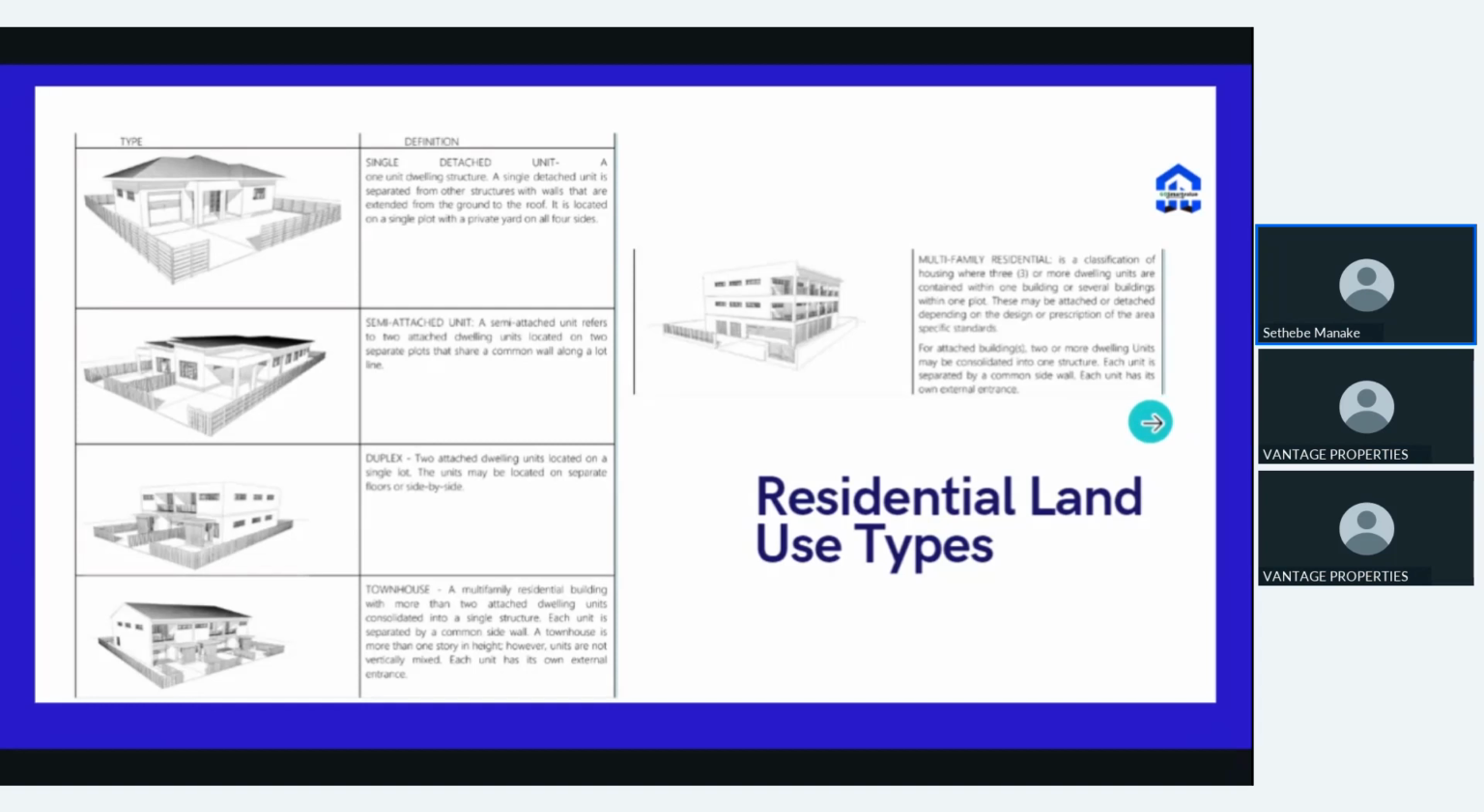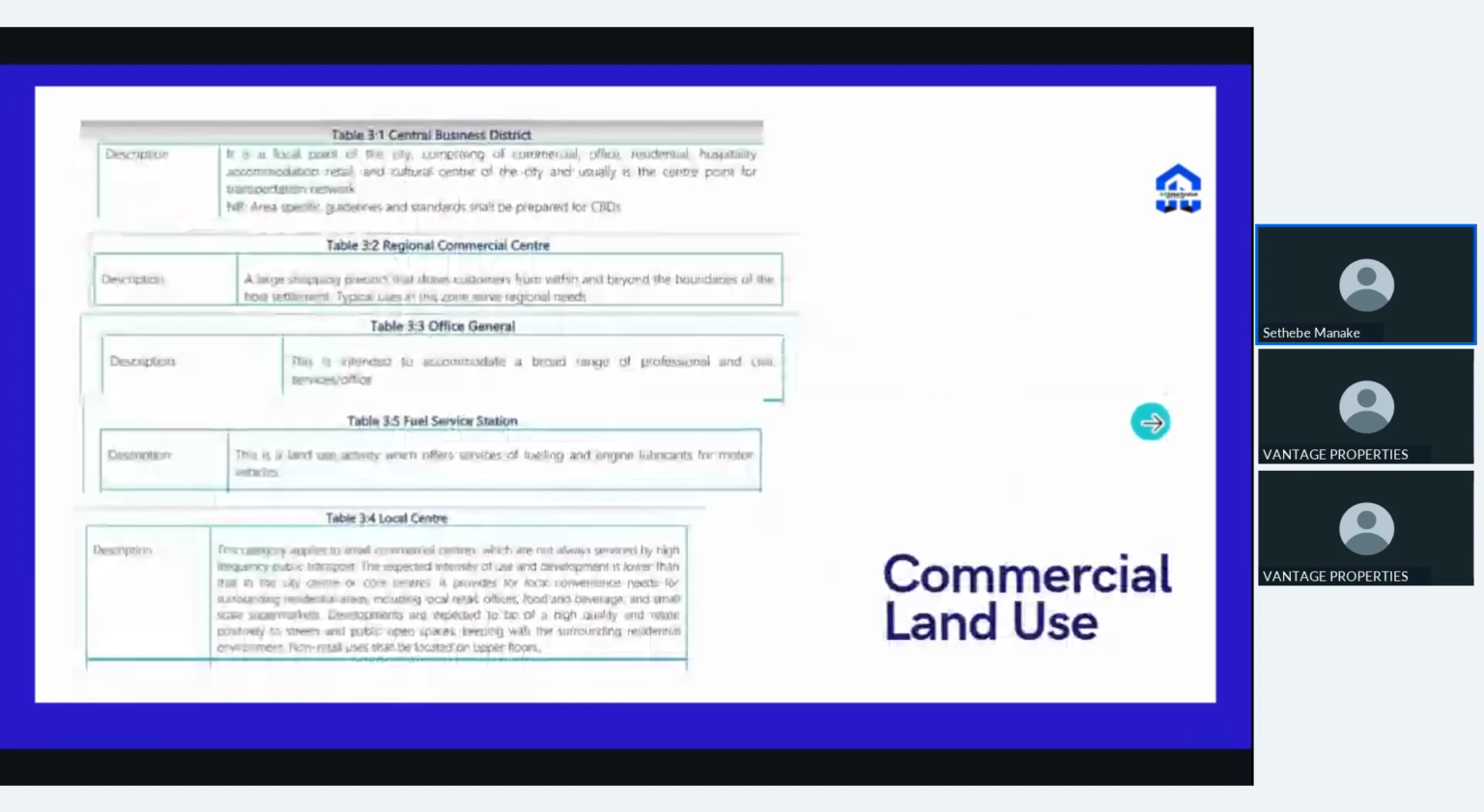The next land use type, please do ask questions, it's supposed to be a Q&A. The next land use type is commercial. So commercially, there are 4 types. There's what is called the Central Business District, which is a focal point.